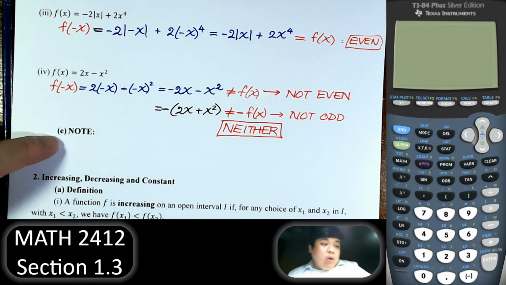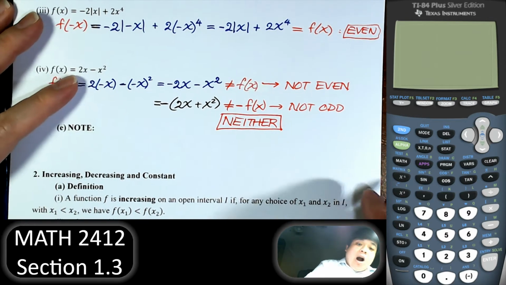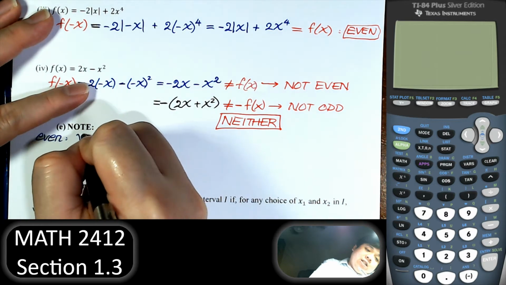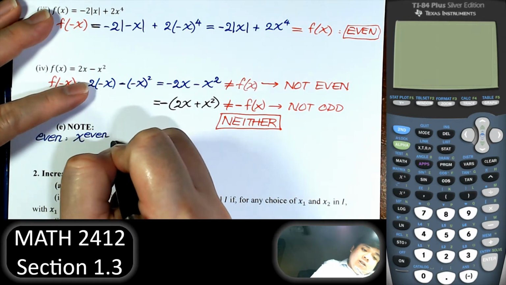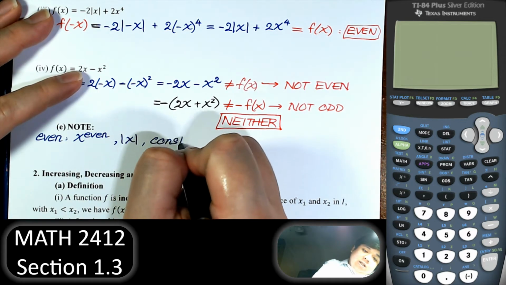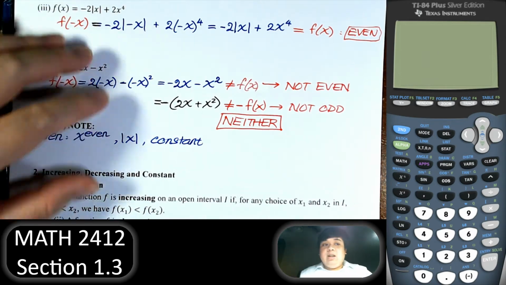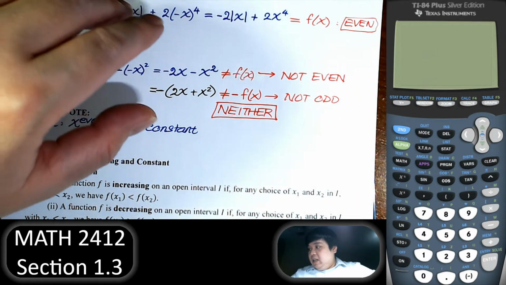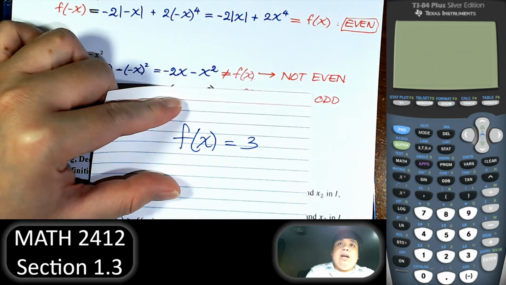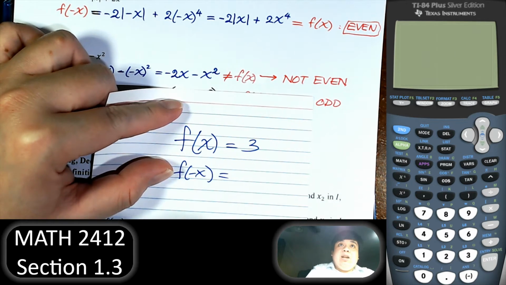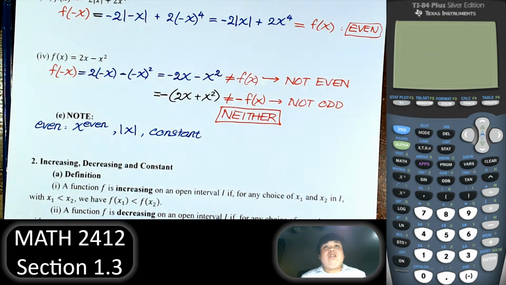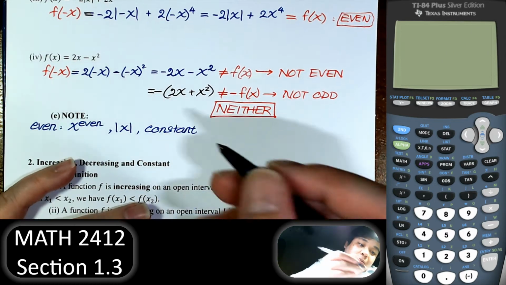So, what I want to write in the note is this. These are some common even functions: x to an even power, absolute value of x, constant. The reason constant is even is simply because, for example, whether we have f of negative x or not, because there's no x to substitute in, it is still equal to 3, right? So any constant is an even function.